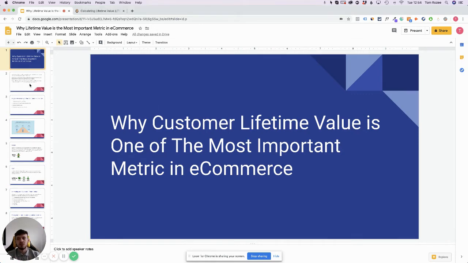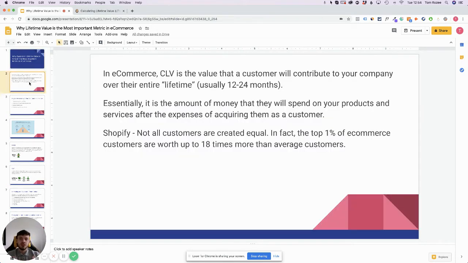So in e-commerce, the LCV is the value that a customer will contribute to your company over their entire lifetime, usually between a 12 to 24 months period. And essentially it is the amount of money that they will spend on your product and service after expenses of acquiring them as a customer.